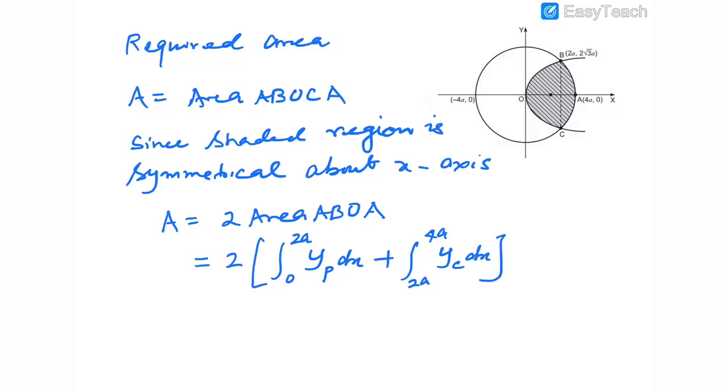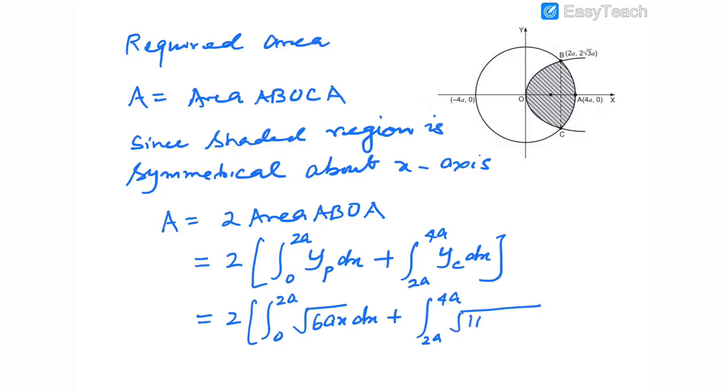Therefore, we have 2 times, from 0 to 2a, root 6ax dx, plus from 2a to 4a, square root of 16a square minus x square dx.